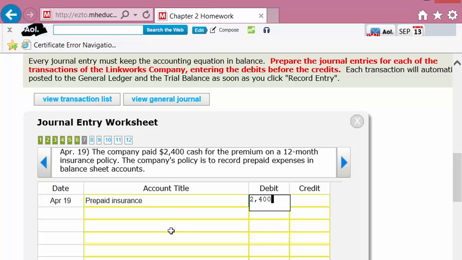I got to talk fast when Ingrid's up there. Right? Okay, good. And they paid it for cash?